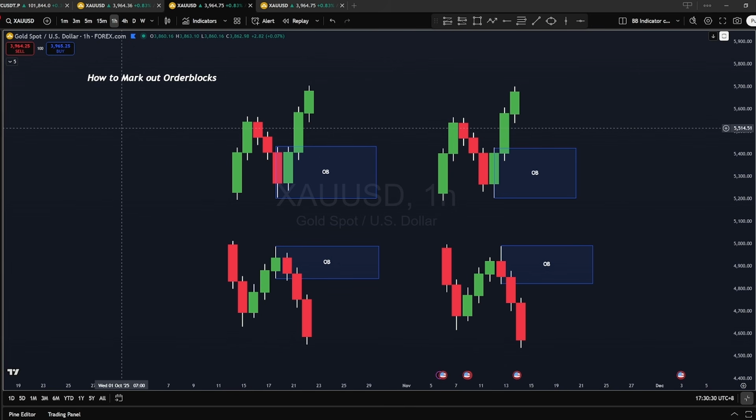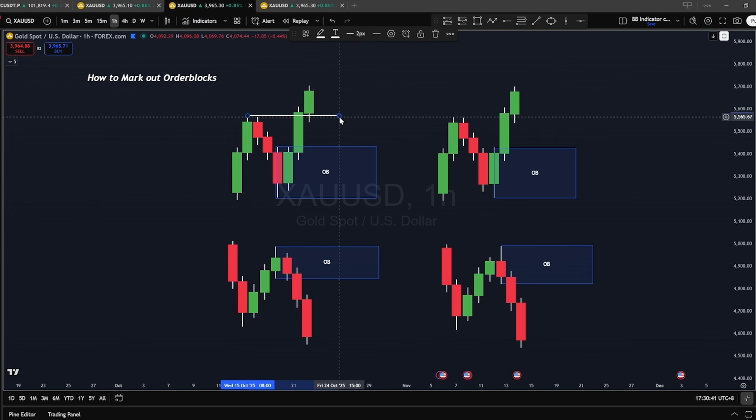Now, one very key thing to note about order blocks is this. First and foremost, you must see structure break. If you're in an uptrend, you are going to see the market create a break past the most recent higher high. And only once the higher high has been broken through, then and only then can you start to mark out your order block.